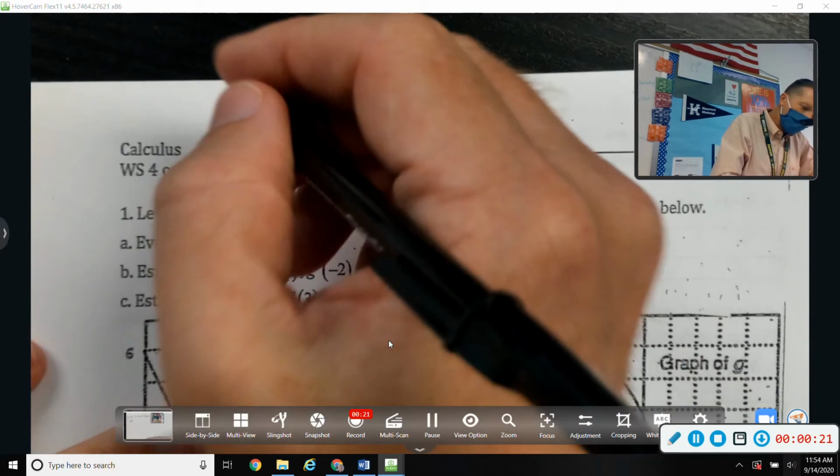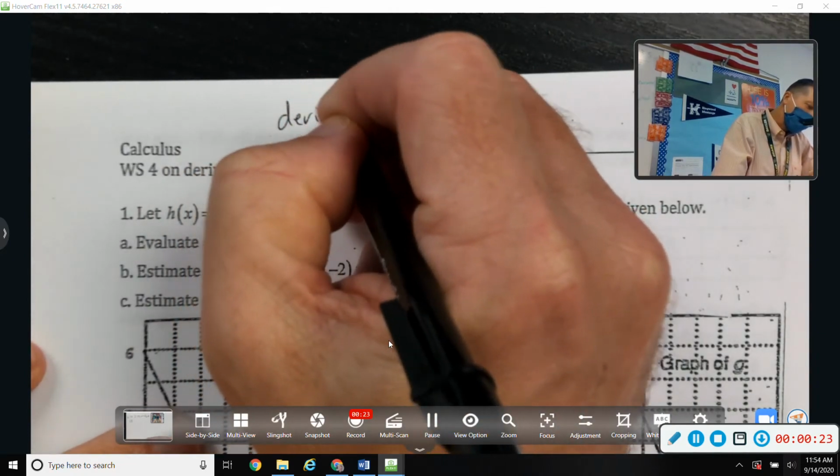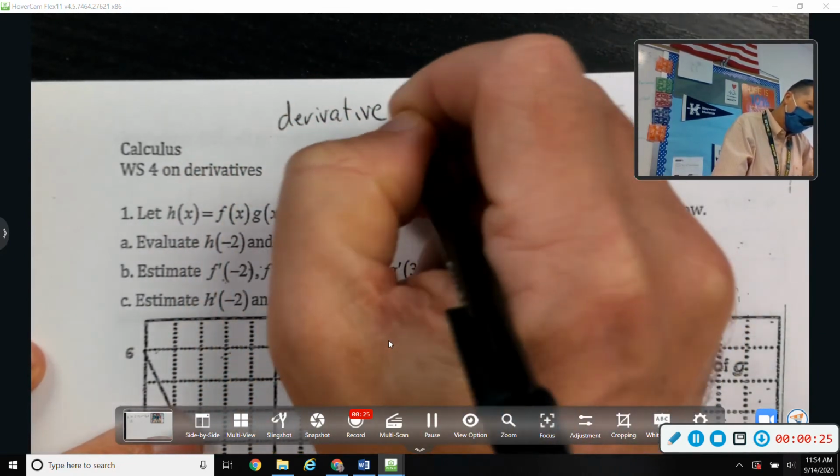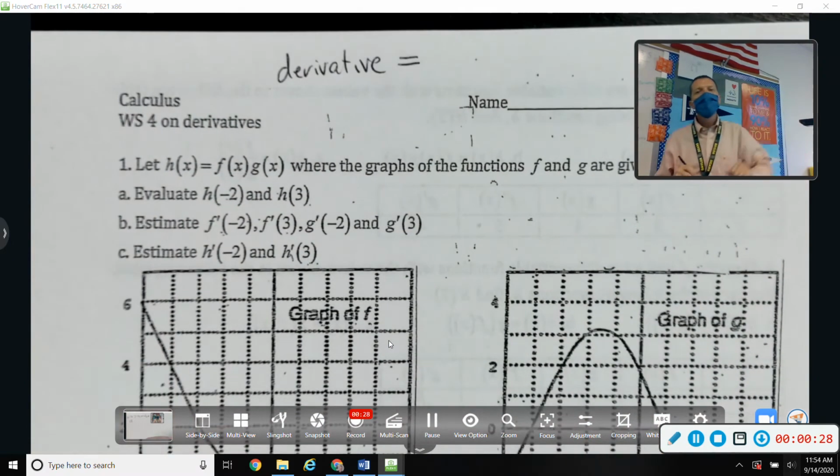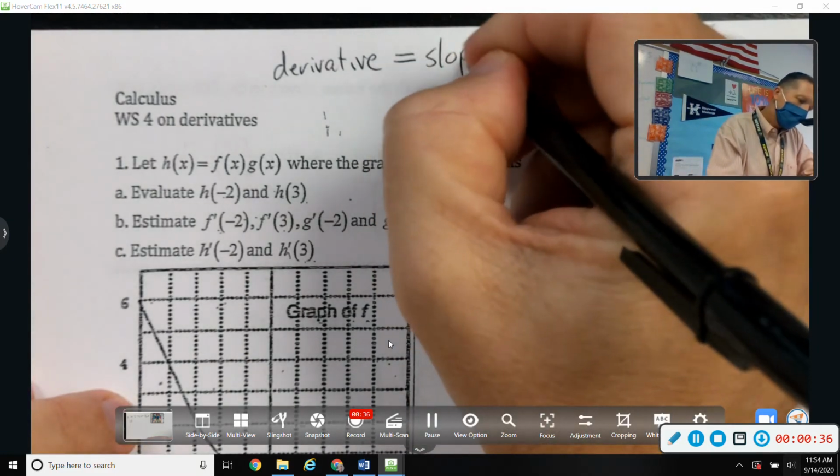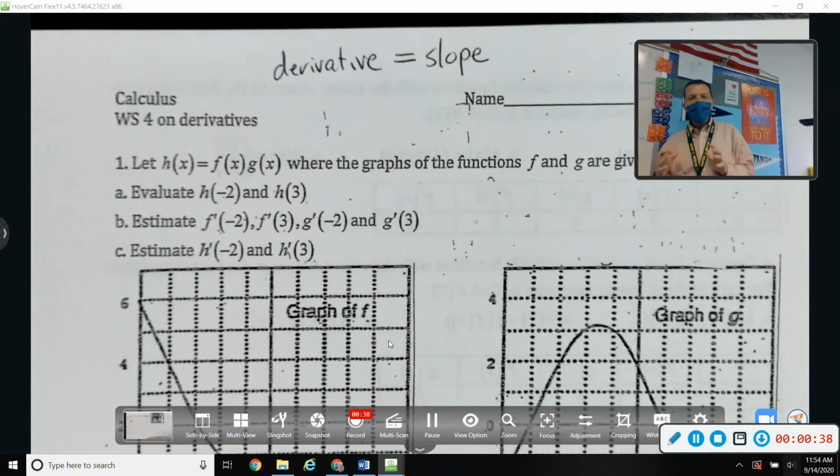Probably the biggest thing, and you should just go ahead and write it at the top of your worksheet. What word do we want to tie with derivative the whole year long? Slope. Slope at a point, if you really want to get specific.